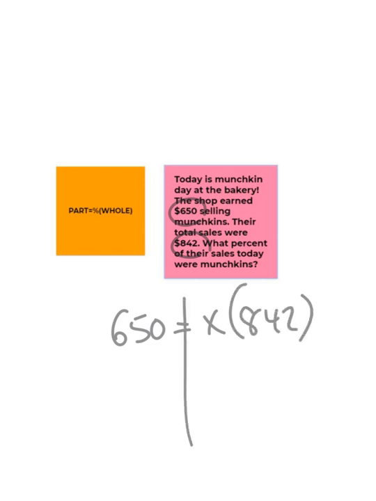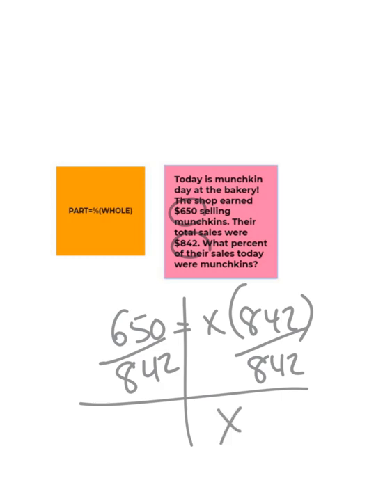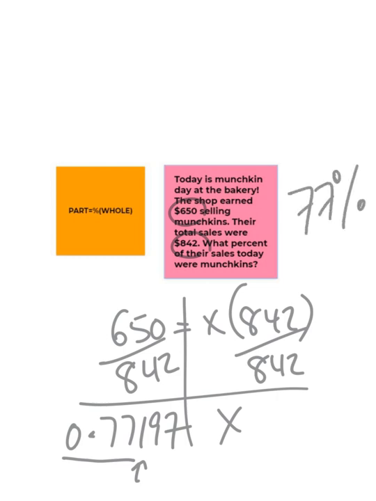Again, this is a one-step equation we have to solve for. So we divide by 842, and we're left with x is equal to 650 divided by 842. Definitely can't do that in my head. So it's 0.77197 and a few more numbers. We're just looking for money, so we need two decimal places. We look at that number to see if we round up to 78 or keep it at 77. Since that number is a 1, we're going to keep it as 77% when we change it back to a percent.